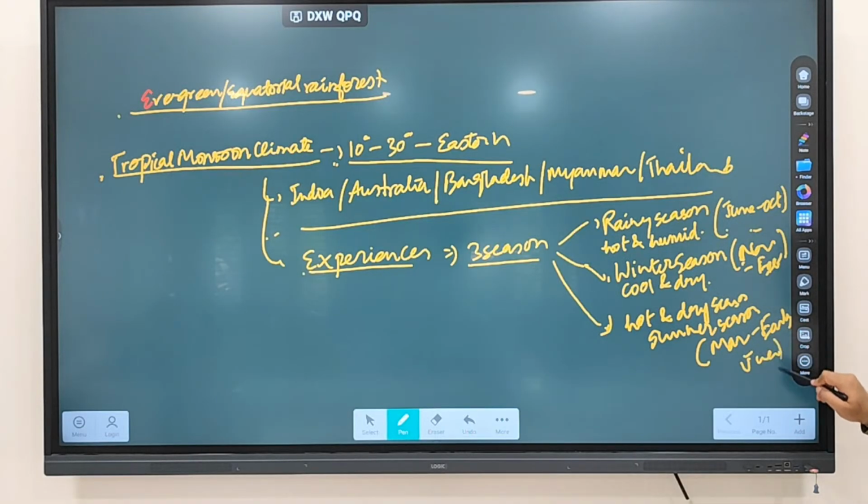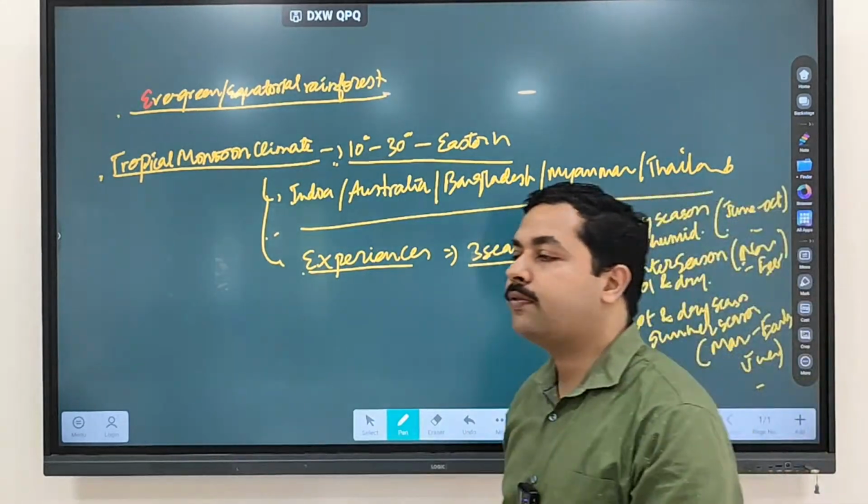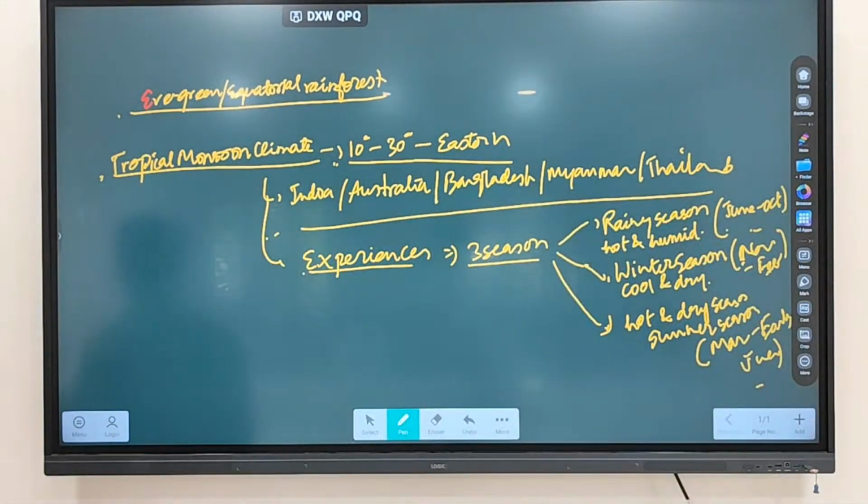So the tropical monsoon climate has 3 different seasons. That is the rainy season, hot and humid season. Then you also see the winter season, cool and dry season, and the hot and dry season. Clear?